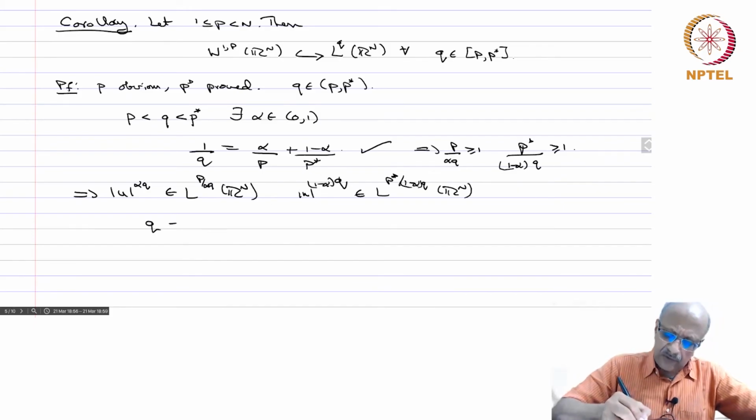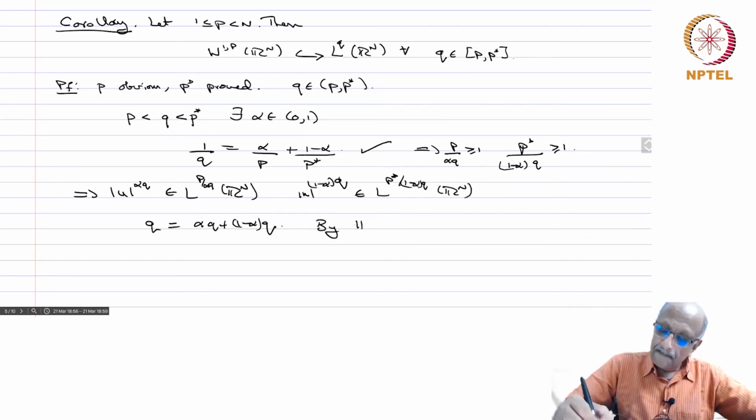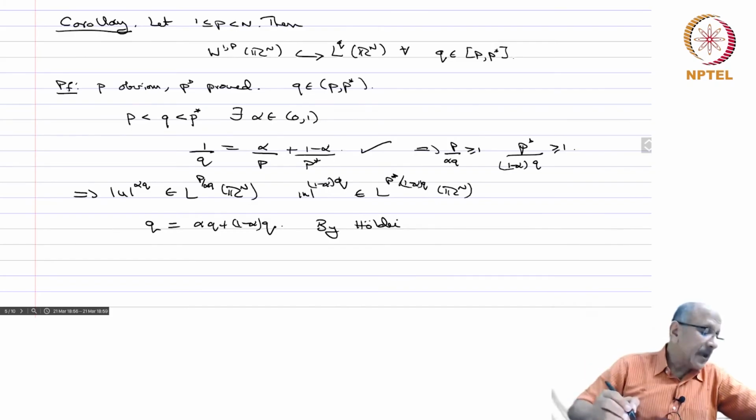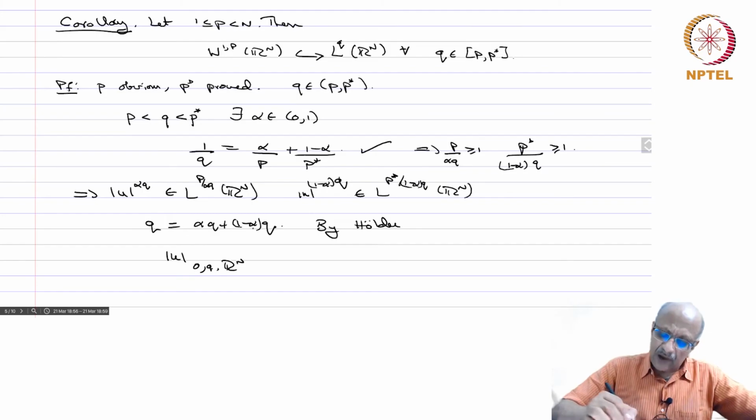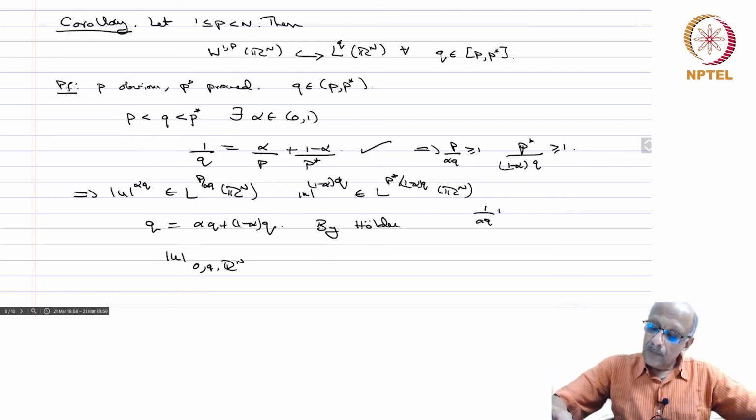So, you also have q equal to alpha q plus (1 minus alpha) q, and so by Hölder we get that the norm of u in L^q(Rn), which is the integral of mod u to the q, which I am going to split as alpha q and (1 minus alpha) q, with 1 by p over alpha q plus 1 by p star over (1 minus alpha) q equal to 1.